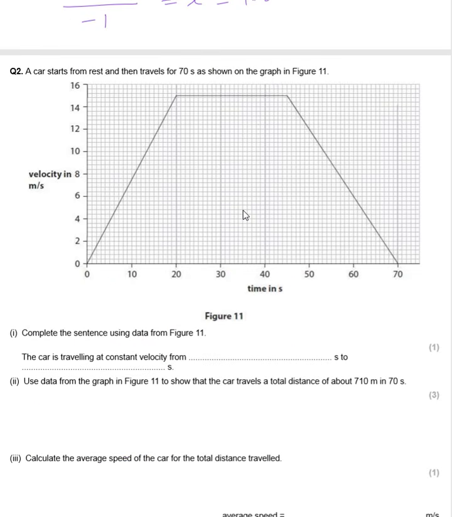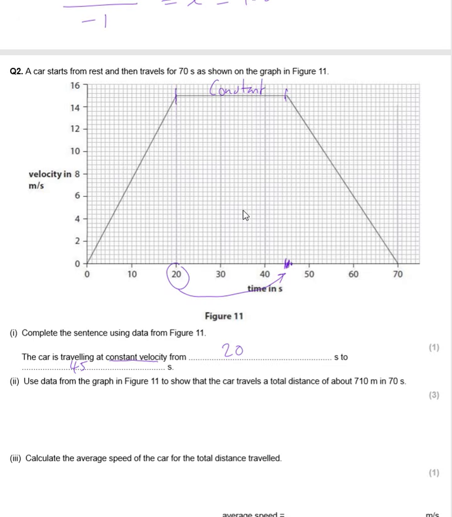Now, where the velocity is constant, it means the line is flat. So from here to here, this is constant velocity. Therefore, all I have to do is read from 20 to about here. So it's going to be from 20 to 45, because from here to here is where it's been moving at a constant speed.